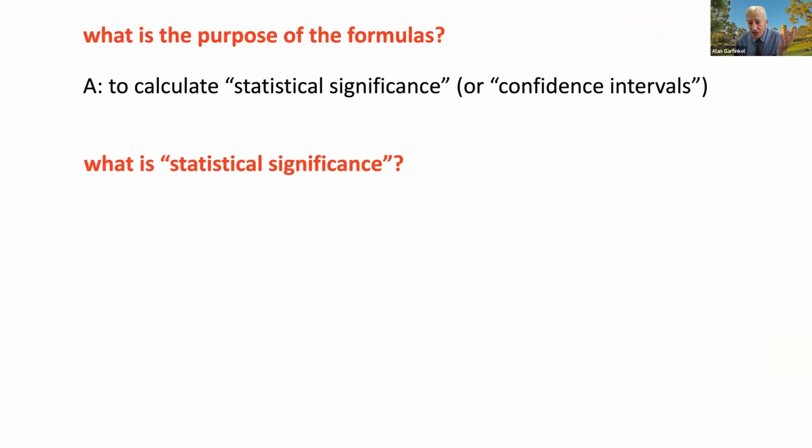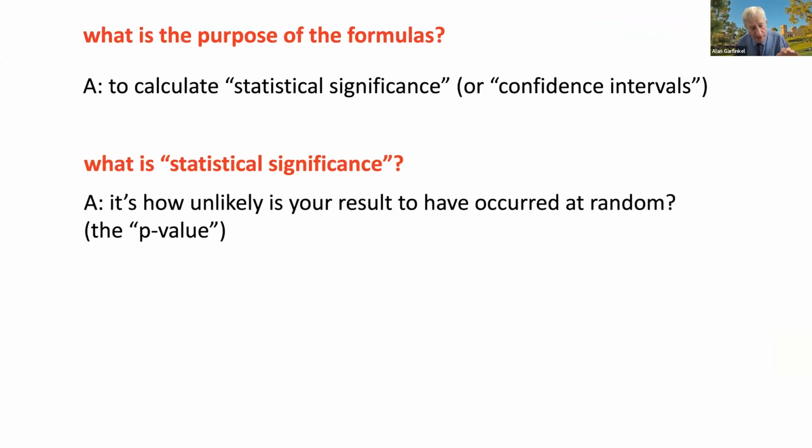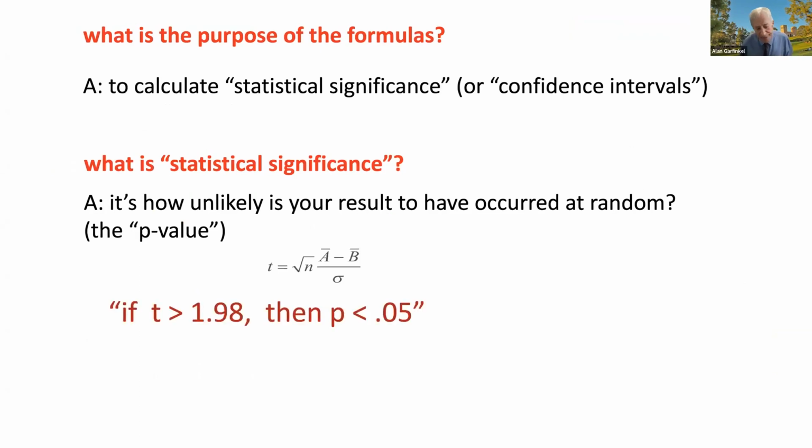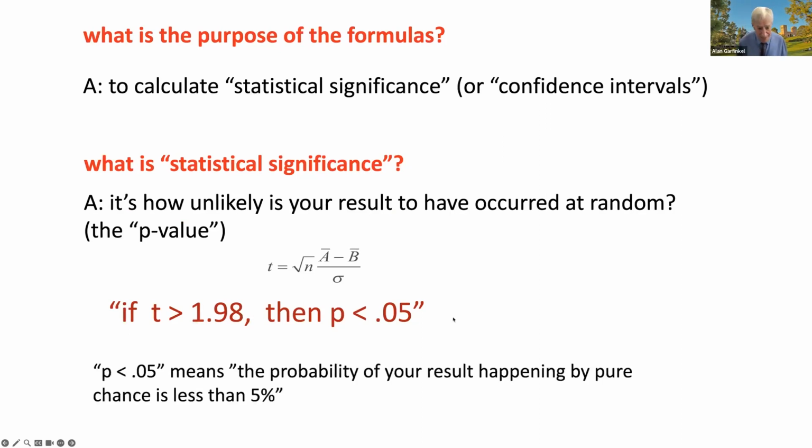What is statistical significance? The thing that the formula gives you? It's an estimate of how unlikely your result is to have occurred at random. That's the thing called the p-value. So you calculate the t on your data and you plug it into the formula, and the formula tells you that if t is bigger than 1.98, then p is less than 0.05. What does that mean? P is less than 0.05 means the probability of your result happening by pure chance is less than 5%.